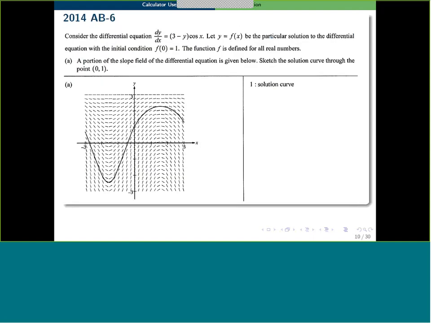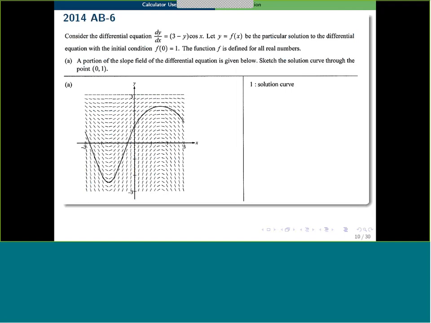And there's one other type of problem that I wanted to mention. Not one of the capabilities of the machine, but one of the nice things that the TI-Nspire can do. This is from 2014, a couple years ago, AB6.